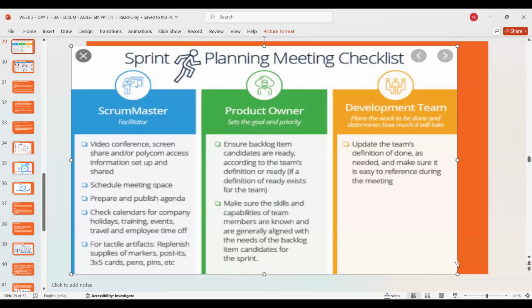So, in this scenario, we are trying to understand the checklist of the product owner and also their roles. Now, if you could see below the Scrum Master title, it is written facilitator. Okay. So now below product owner, it is mentioned sets the goal and priority.